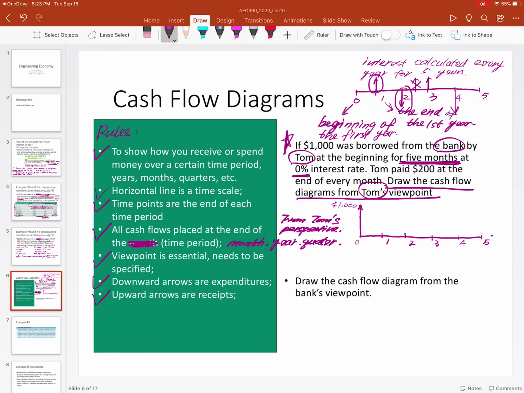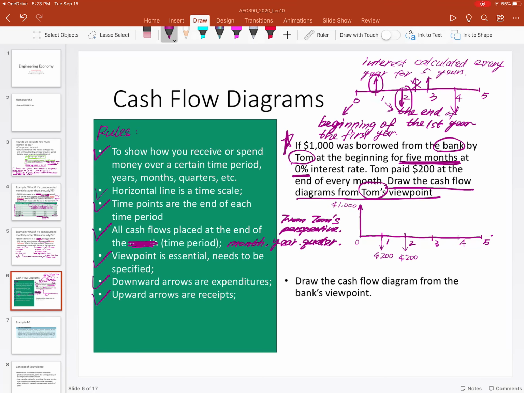We also want to reflect the scale of the number, so 1,000 should be much longer. I mean, the arrow should be much longer than the 200, right? Just draw the lines to scale. So you can draw a shorter line like that and label the amount 200 US dollars. And for the second month, at the end of second month, Tom does the same thing.